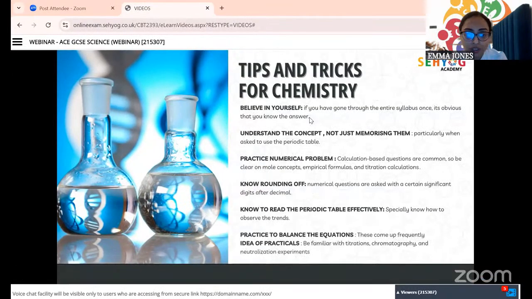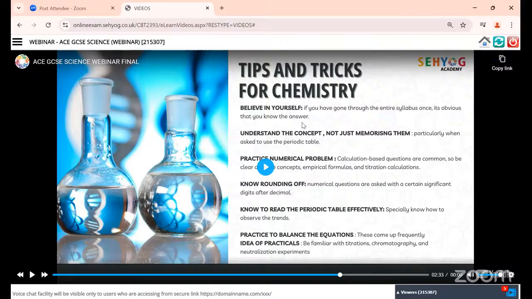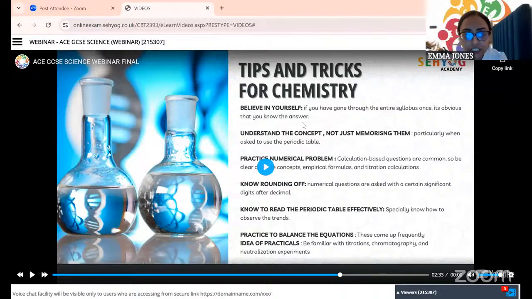I have discussed the periodic table, the subatomic particles, and the atomic model. But as we have discussed, we have a lot of other chapters as well. For all of those, we have a few tips and tricks for chemistry. The first one is believe in yourself. I say this because if you have gone through the entire syllabus once, you already know the answer. It is very obvious, because you have seen how elaborately they first show you the question, right?